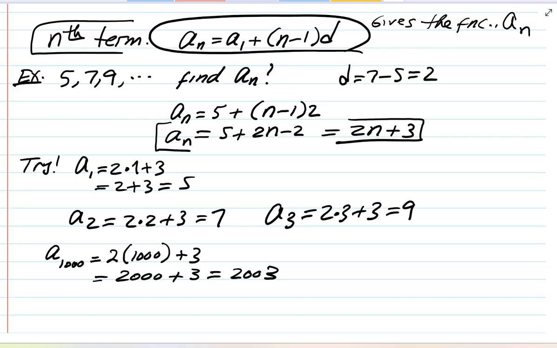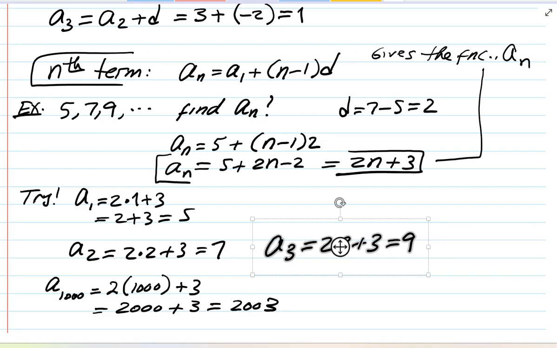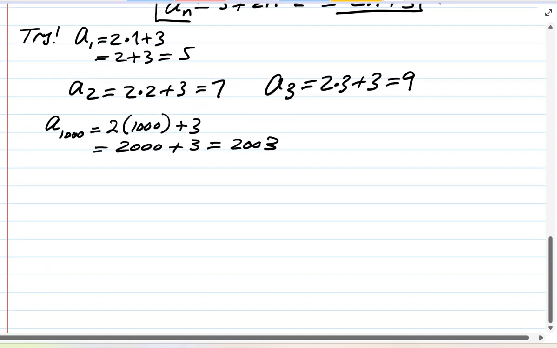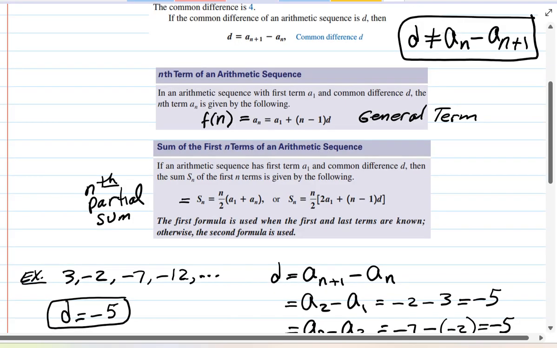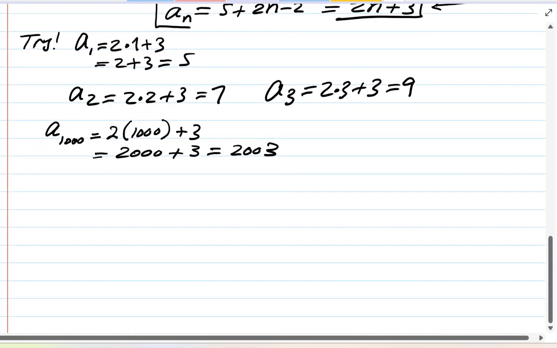Okay, so that's an example of how we can use the general formula for the general term. We did an example here where we actually found the function. See, that's what this formula does. It gives us the function that's capable of generating the terms of a sequence. Now, let's try to do something with these formulas, the formulas that you see here.